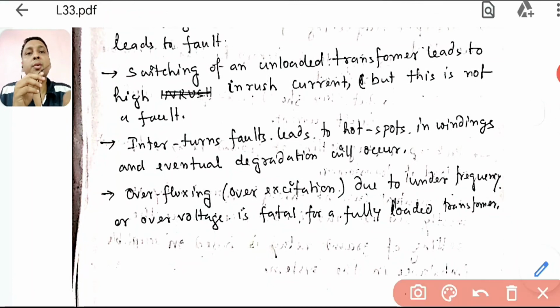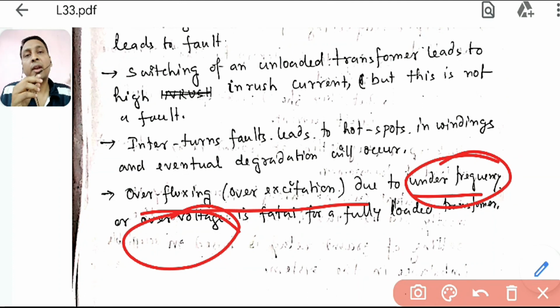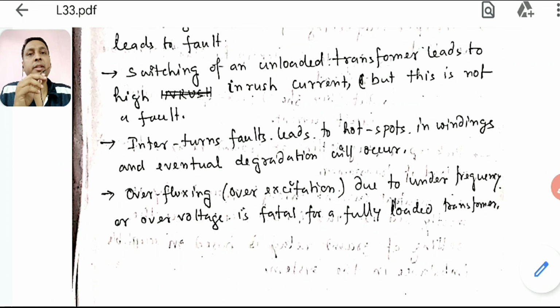And one thing is overfluxing. Overfluxing can happen due to under frequency, due to some conditions in the system where frequency falls below, or due to certain overvoltage also. Overfluxing will lead to magnetic core saturation, which will lead to temperature rise, so it will be as deadly as your overloading condition. So it is fatal for a fully loaded transformer. So you have to take care of that overfluxing also, so that it should not be happening. So these are different types of faults.